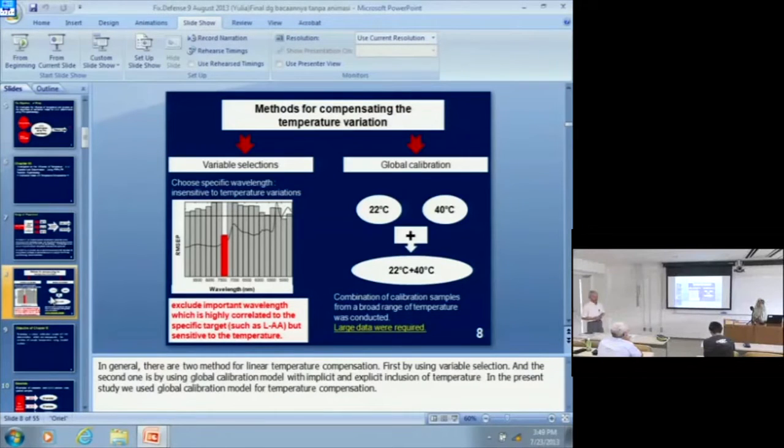Any suggestion? At the bottom you write, combination of calibration samples from a broad range of temperature was conducted. It is debatable whether 22 to 40 can be called broad. Better not to say that; it's a value judgment. Maybe somebody else would say 5 to 50 is broad. It's not necessary to write. Just a combination of calibration samples.